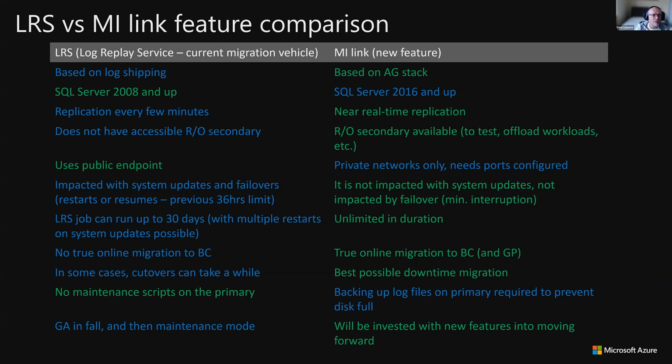Now, one of the other major differences is that by using LRS to migrate, your database is not accessible during the migration. However, when you're using the link, the database is accessible read-only all the time. So you can test your migration, your setup, that your data is in the cloud, that everything works fine before actually cutting over. For the link, you need to do some networking configurations, but sometimes that could be restrictive. And if you're using LRS, you can use public endpoint. So maybe that's another important factor for you to decide.